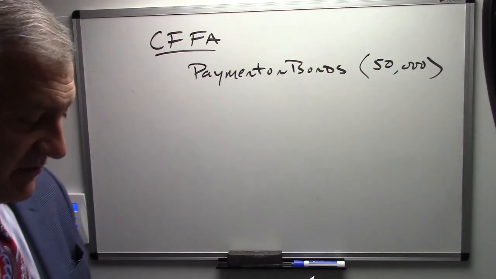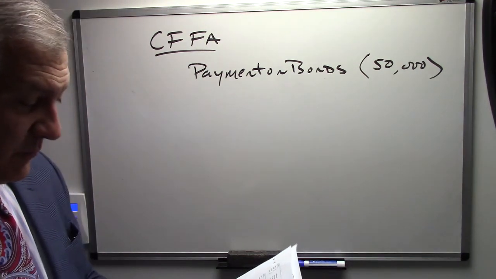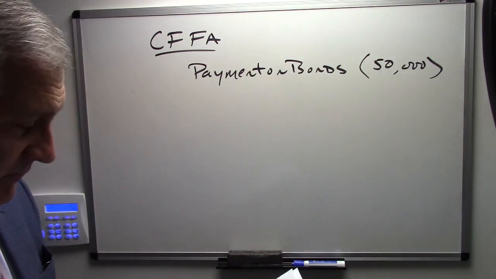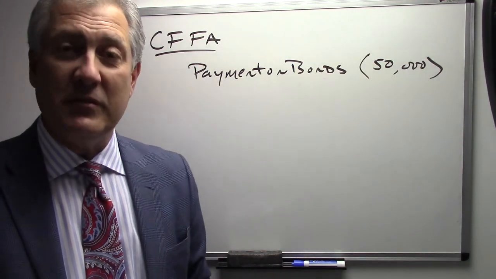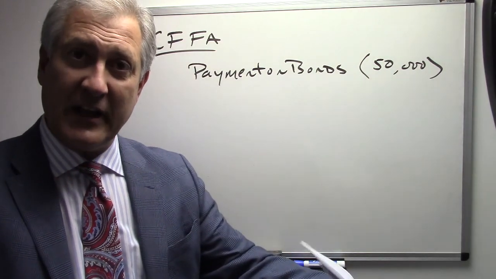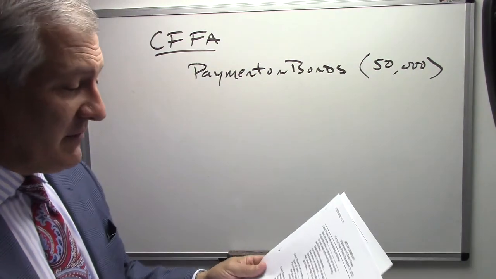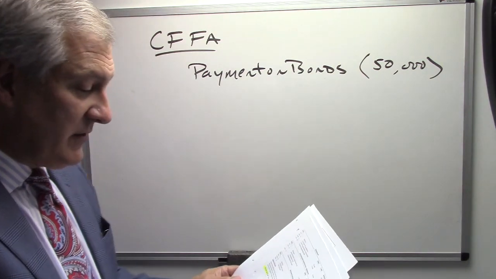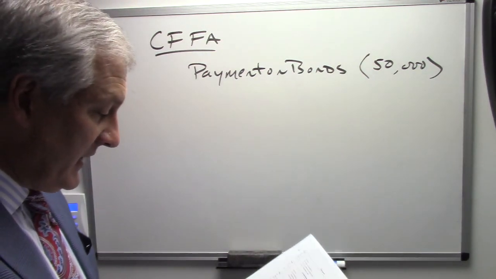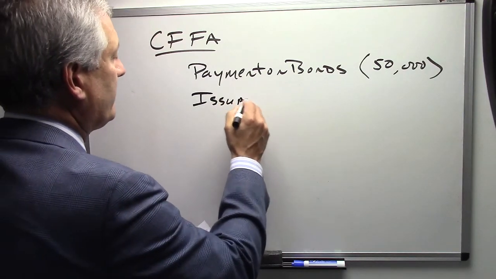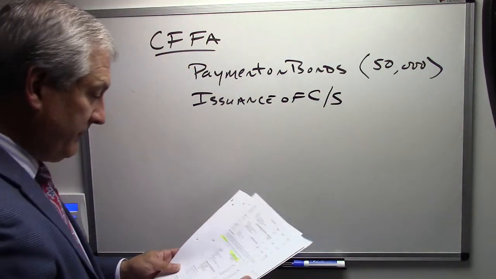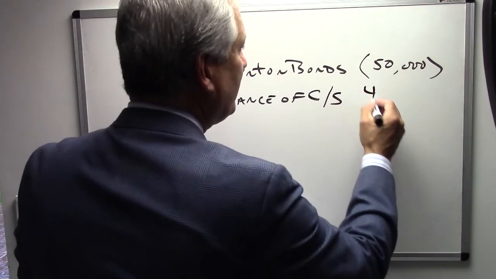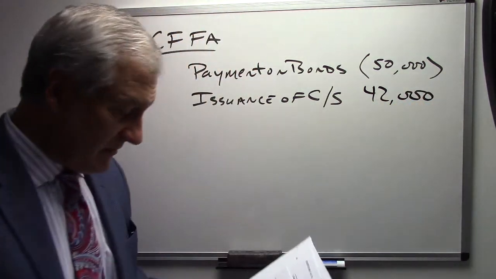Next balance sheet is common stock. And common stock goes from 174 to 216. So common stock is increased. So they must have issued additional shares of common stock in exchange for cash. So they received cash for the difference between 174 and 216, which they told you is $42,000. So let's call this issuance of common stock, I abbreviate, and it is a positive $42,000.